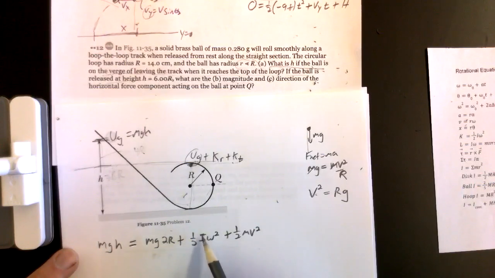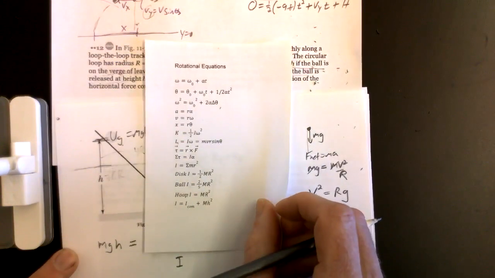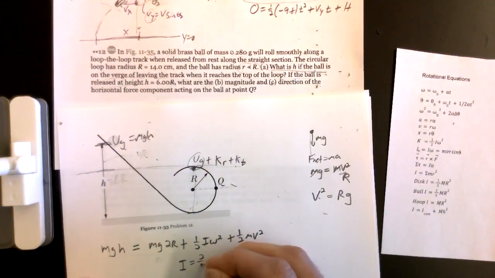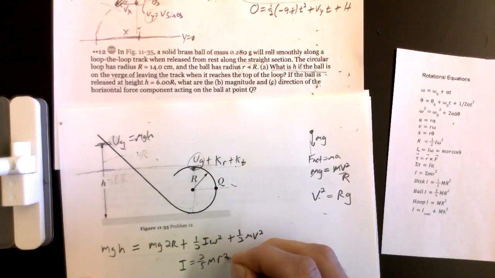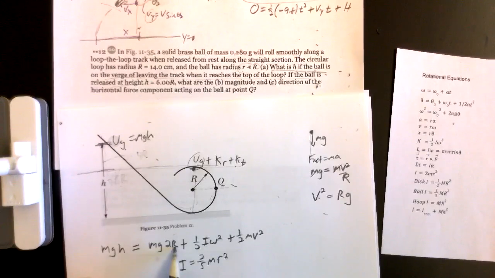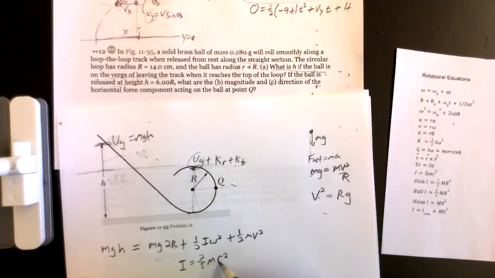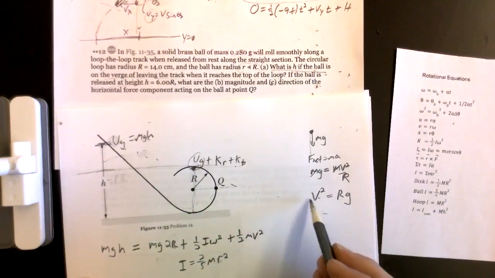We're going to take this I and substitute in the I for a ball. So the I for a ball is going to be 2/5 mr squared. I'm actually going to leave it as a little r squared, because this r is not the same as this r inside of here. This r is how high up this is. This r is going to be the radius of the ball. Just to make sure that we're keeping those things straight.